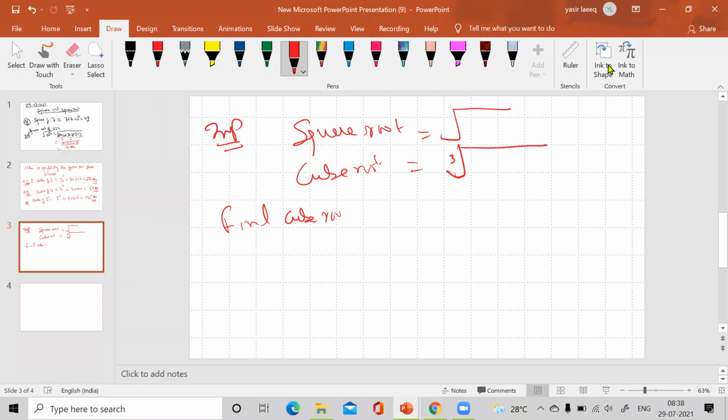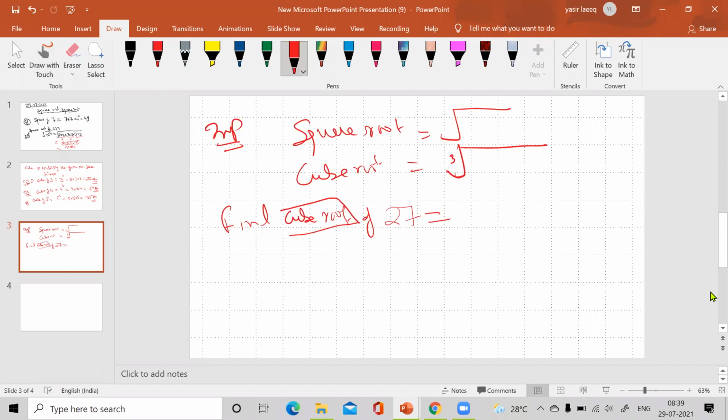Find the cube root of 27. No, listen to me. I have to rub this. We have to find the cube root of 27. Beta, this is cube root. Don't get confused with cube. Otherwise, you will lose marks in the exam. This is cube root. This is not cube.